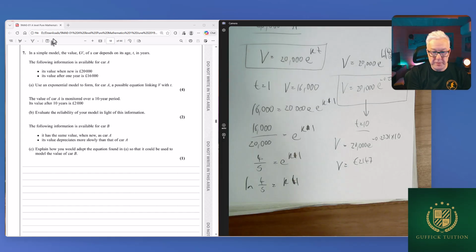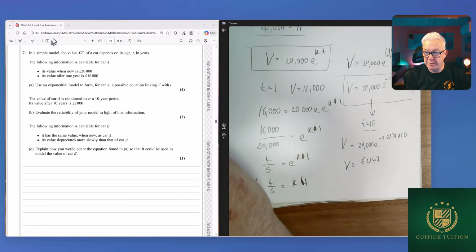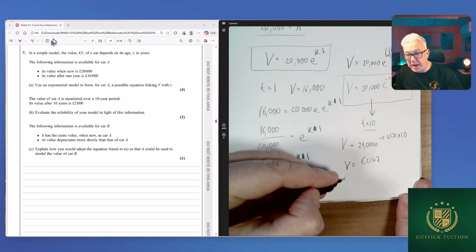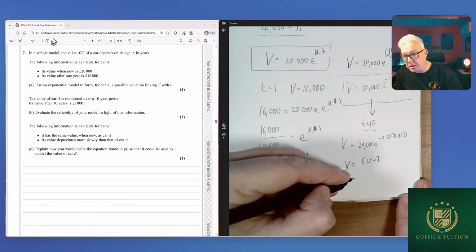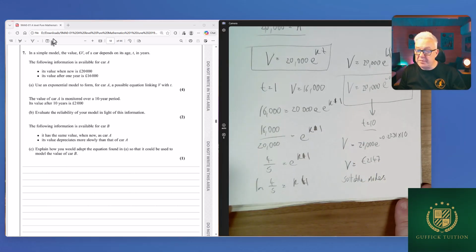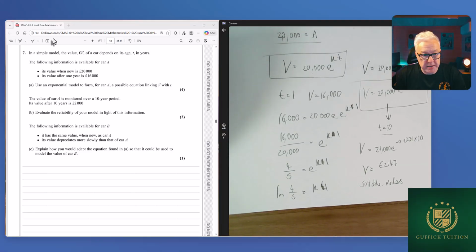Now, the advice that we've been given, as examiners, is to go with plus or minus 10%. So let's have a look. 2,147 divided by 2,000 is like 7% out. So that's within the guidelines. So we're going to say that that is a suitable model, because it is less than 10% out. I think we could basically say it's suitable if it's plus or minus 10%.